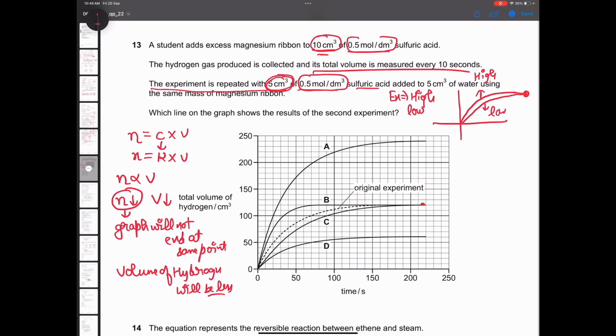But now in this case, you have decreased the reactant. You have decreased the number of moles. So the volume of hydrogen gas formed will be less as well. That is why option number D will be correct. Option fourth, that is D, is the correct one.